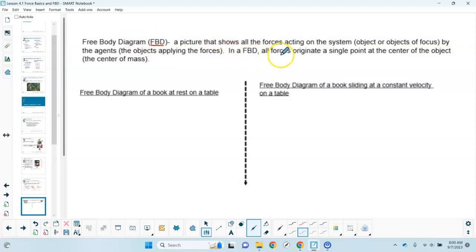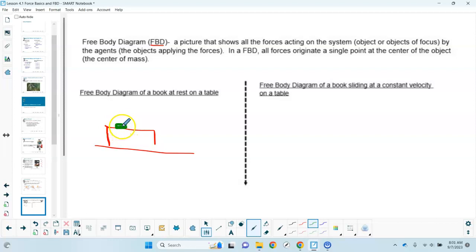In a free body diagram, all forces originate at that single point at the center of mass on an object, so we've been doing that. And let's try one for a book resting on a table. So if this red surface here, that's the table, that's the ground, and I'm just going to draw a book on it here. So here's a green book.